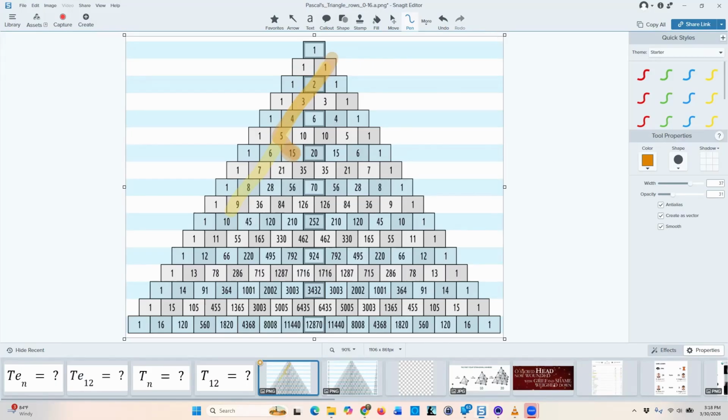Now let's find the 12th triangular number here in Pascal's triangle. So what we need to do is add up the first 12 sticks, 1 through 12. So we have a hockey stick with a long handle and a short blade, and we see that 78 is the 12th triangular number.